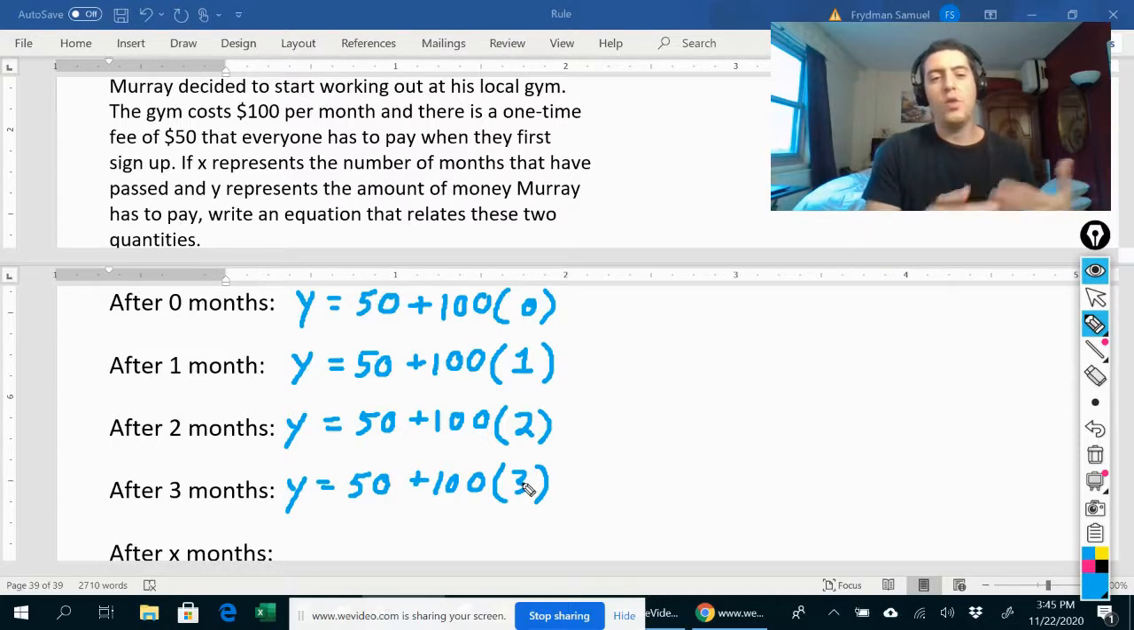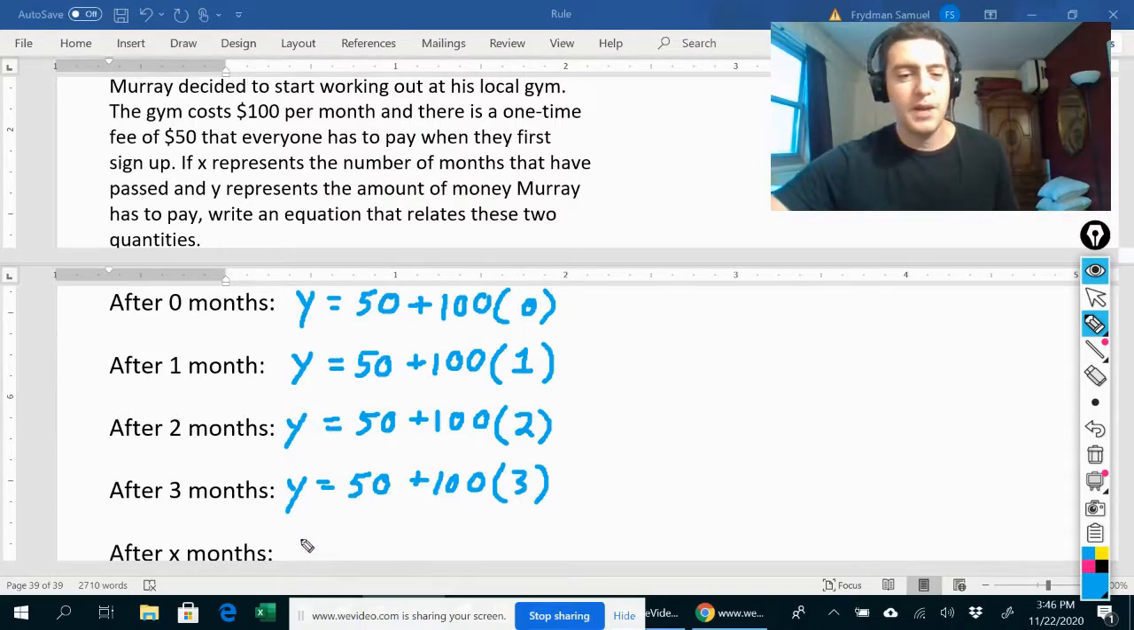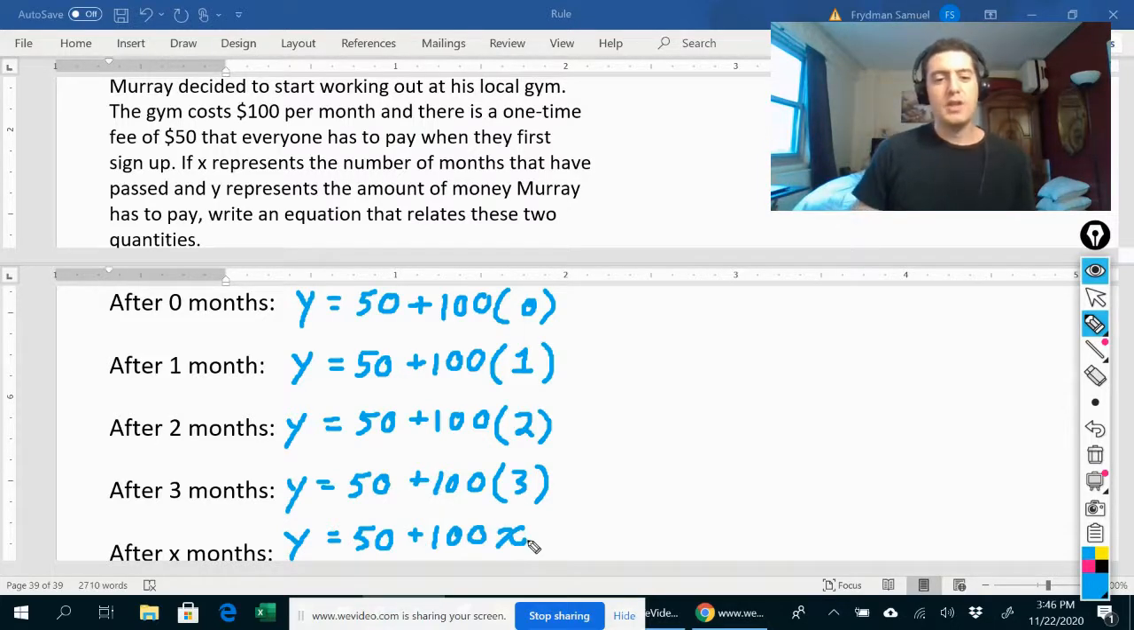For 4 months, it would be y equals 50 plus 100 times 4. For 27 months, it would be y equals 50 plus 100 times 27. Okay? And in general, if X months pass, then the amount of money that Murray would have to pay for his gym membership is 50, that was the sign-up fee, he only had to pay that once, plus $100 times however many months have gone by. Okay, so if it was 39 months that went by, then X would be 39. We just plug in whatever the number of months is for X.